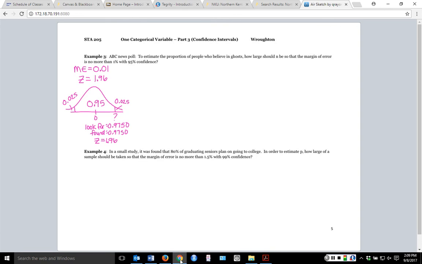The other thing I need to know is p hat. So the first thing I would ask myself is, do I have a p hat from a previous similar study? Well, at least from what they've given me, I don't have any idea what p hat is. I have no idea what the percentage of people who believe in ghosts is. I'm not just going to make up a number. So I'm going to use my safe bet of 50% because I don't have a previous study to look at.